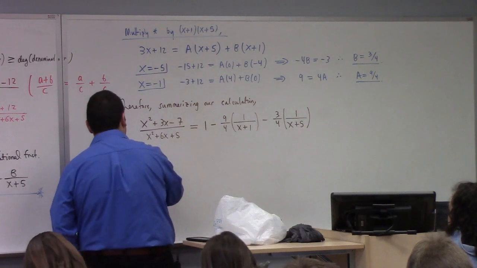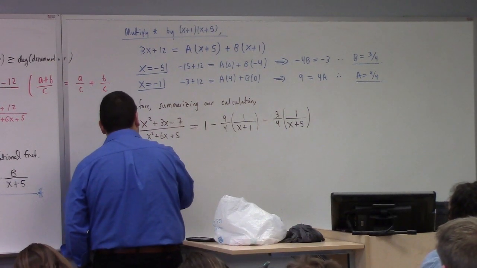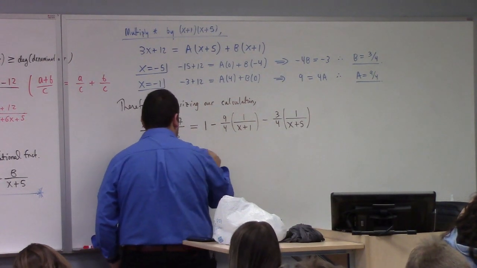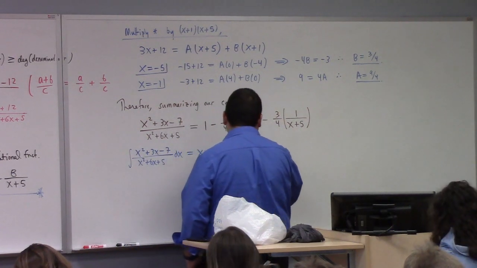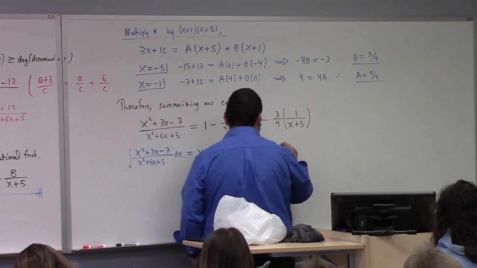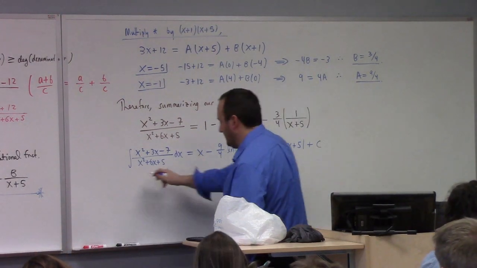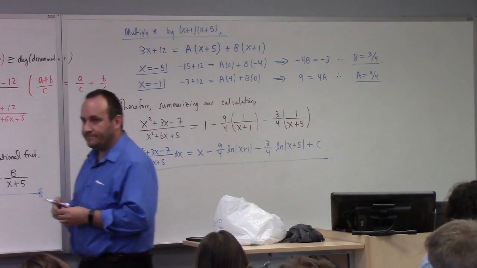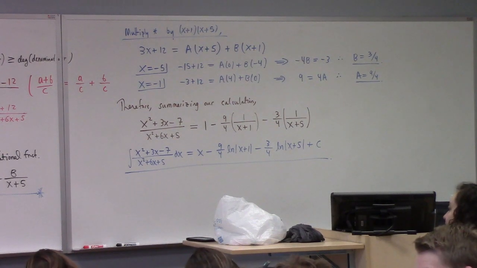The integral of (x squared plus 3x minus 7) over (x squared plus 6x plus 5) dx is equal to x minus 9/4 natural log the absolute value of x plus 1, minus 3/4 natural log the absolute value of x plus 5, plus a constant. This is partial fractions. Any questions?